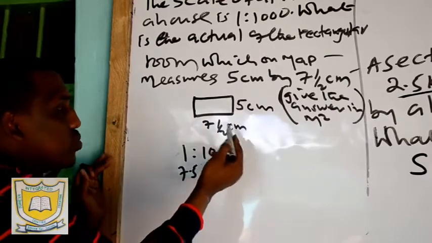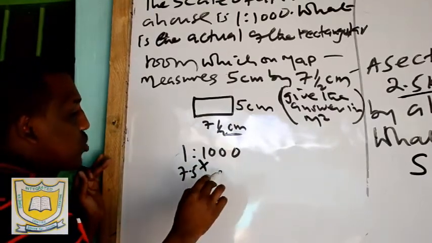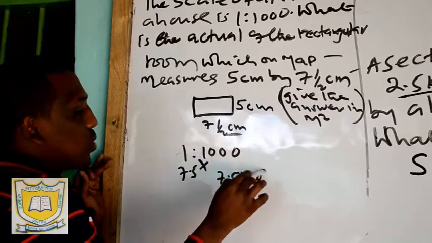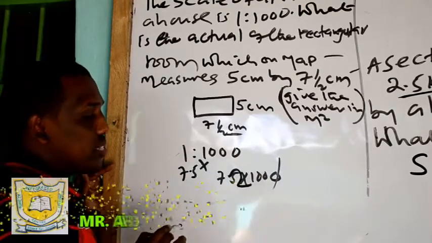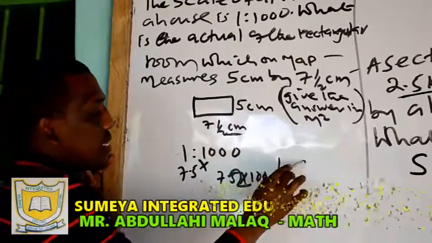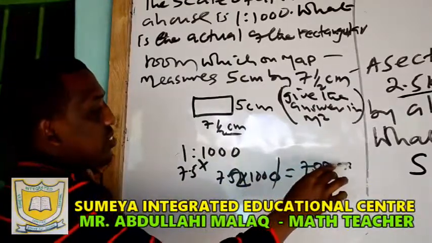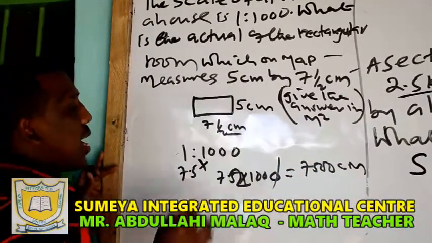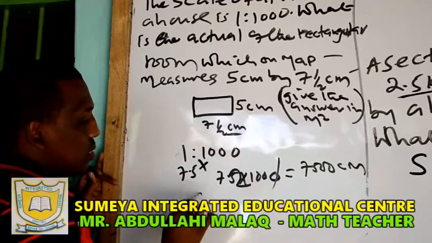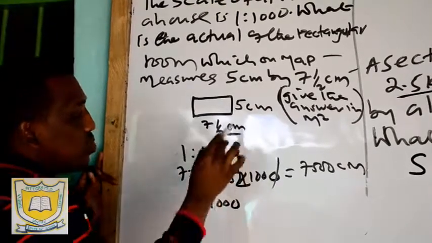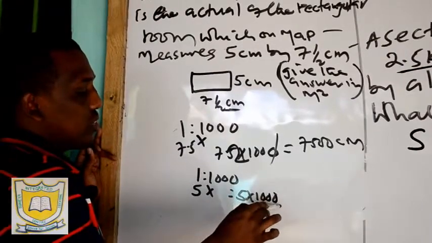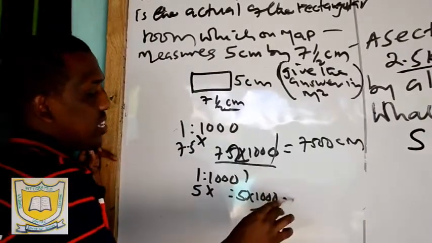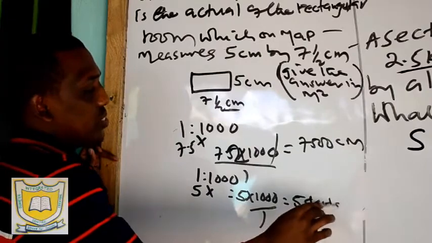So what about now the length? 1 centimeter is this. What about this centimeter? Cross multiply. So 7.5 times 1,000. Cancel this decimal here and remove the decimal. You'll get 7,500 centimeters. The width now. 1 centimeter represents 1,000. What about 5 now? Cross multiply. You say 5 times 1,000 over 1. So you'll get 5,000 centimeters.